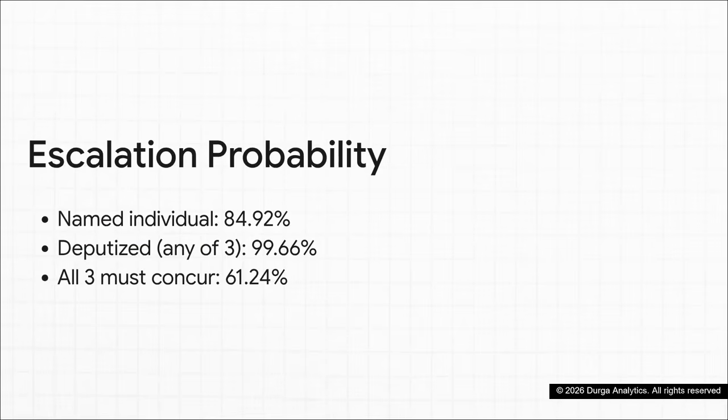Now watch what happens when you tweak the language. By simply changing your policy language from "and" to "or", meaning you name deputies so that any one of 3 specific individuals can act, you shoot your success rate up to 99.66%. That is a huge operational gain for tweaking one sentence. But if your policy requires a ladder of 3 people to all concur, oh man, your chances plummet to a disastrous 61.24%. You're basically setting your desk up to fail.